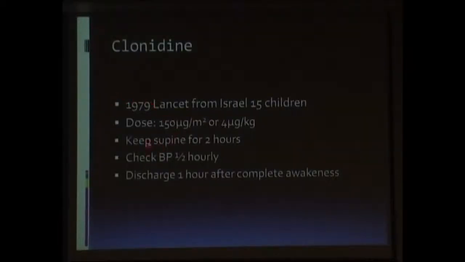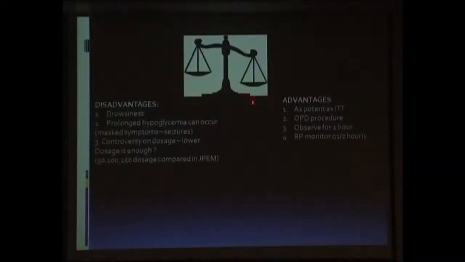Just in brief about clonidine, the dose I already mentioned. The advantages of this test are that it's an OPD procedure and does not require long-term follow-up. The patient can go home in 4 hours. But the disadvantages are that it causes significant drowsiness and sometimes prolonged hypoglycemia, which may mask a seizure. There's a lot of controversy regarding what dose one should use. The recommended dose is 150, but there are a lot of papers which say 100 micrograms could also suffice in doing this test.